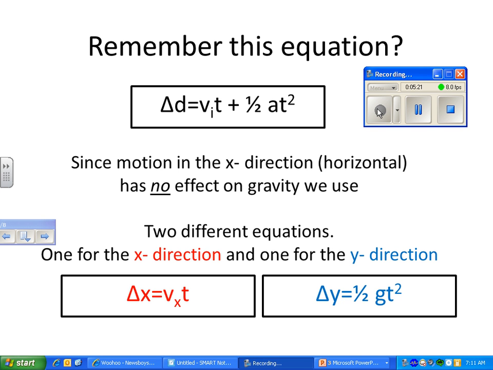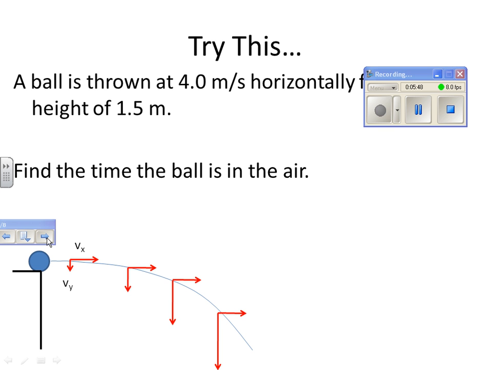So, this slide should look familiar from last night's homework also, or last class period's homework. Once again, just showing you this equation is going to give us the delta x and the delta y. Once again, the reason we use this side for y is because it has acceleration, okay? X, no acceleration. Just thought I'd remind you of that real quick. All right? Let's keep going. So we're going to try this.